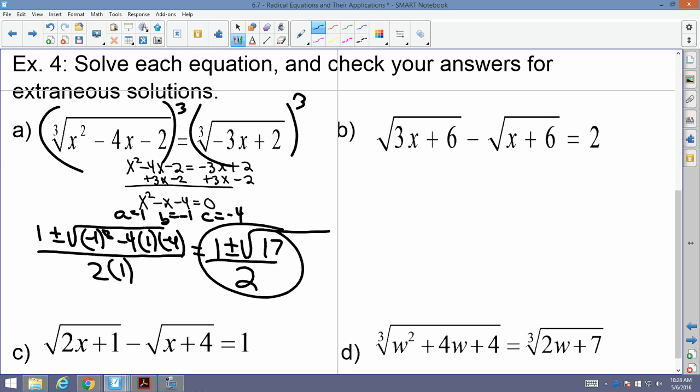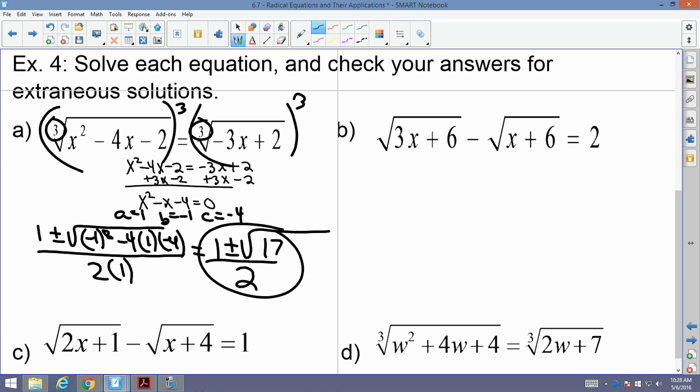And just so you know, when it's cubed, checking, you don't really even have to worry about it, because if the values are negative, it's still the same because it's a cube root, it's legal. So that's all good.